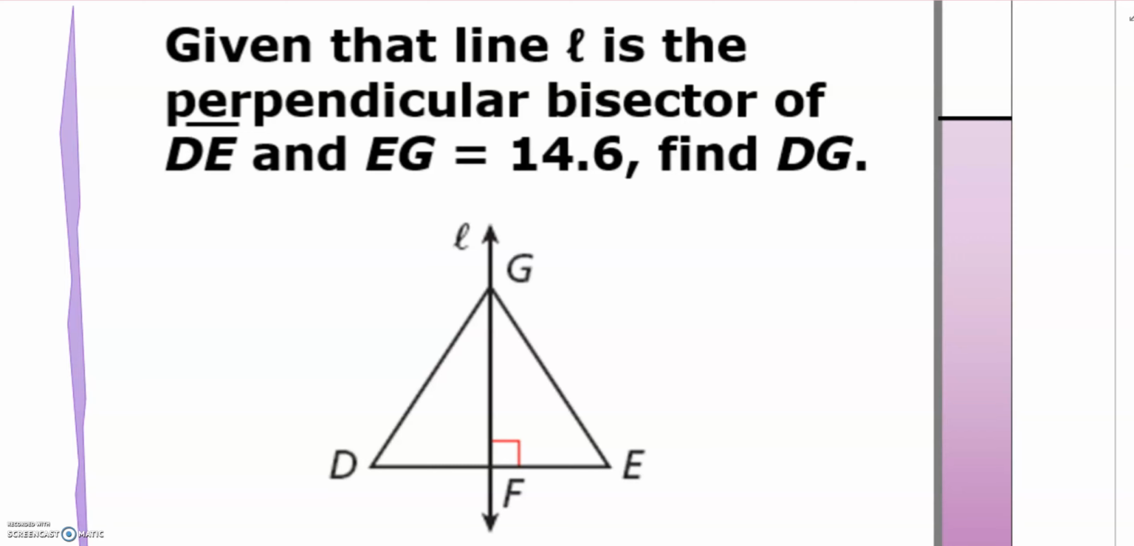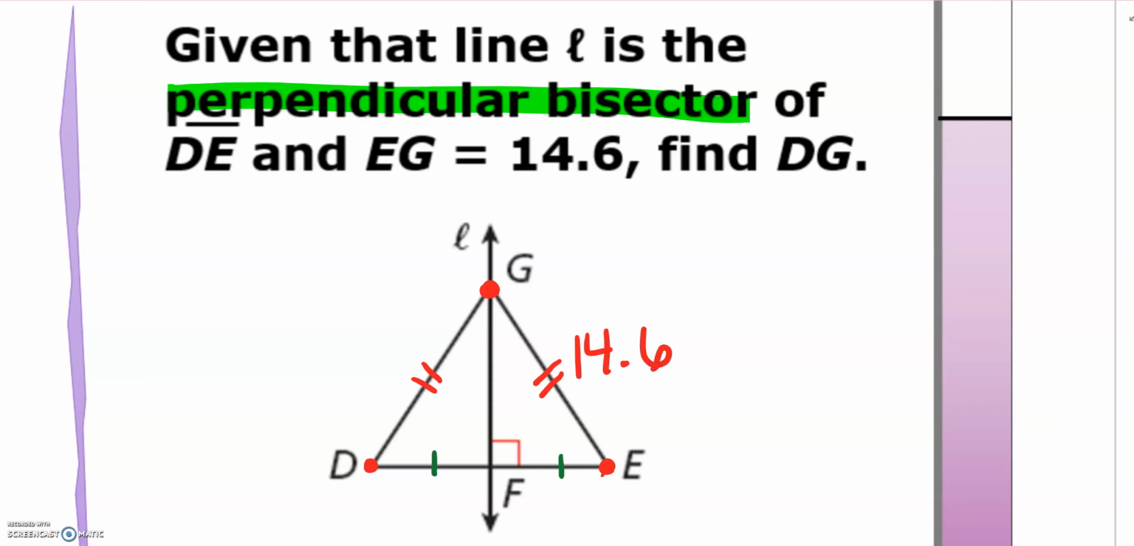Next, looking at my picture, I don't know that I have a perpendicular bisector, but the problem itself tells me that I have a perpendicular bisector. So I already see that these are perpendicular, which means I can now also add in these tick marks to show that that segment was bisected. Which means if that is a perpendicular bisector, I know that this point G on that line is equidistant to the endpoints of the segment that was bisected. So if EG is 14.6, then DG is also 14.6.